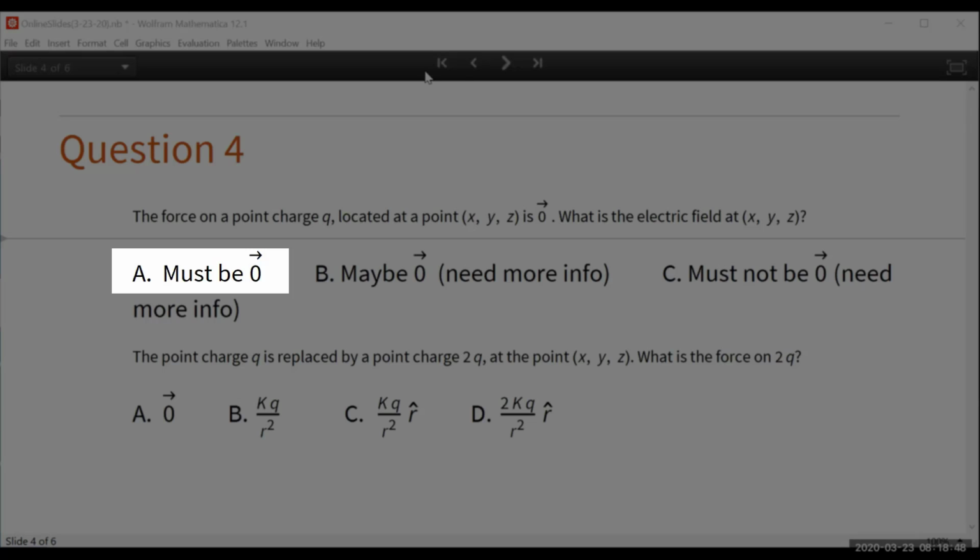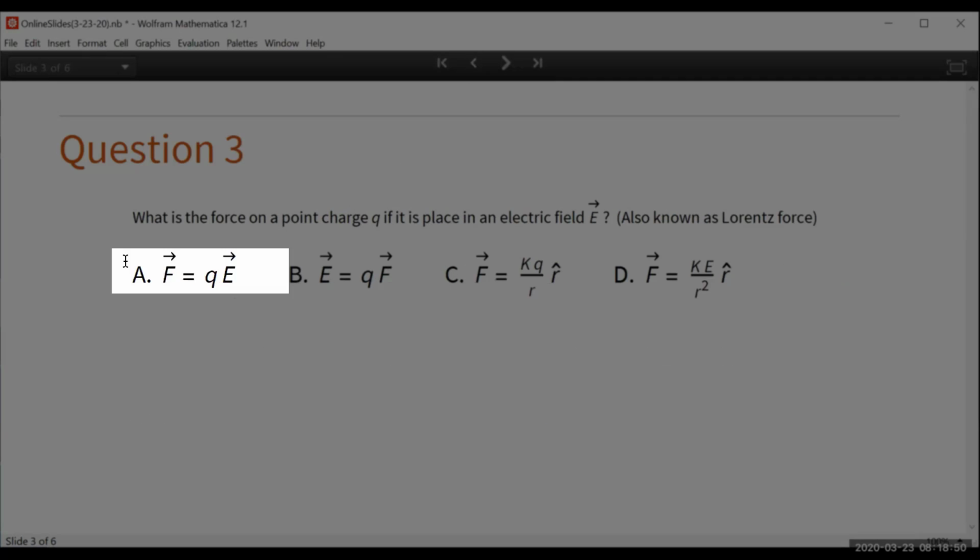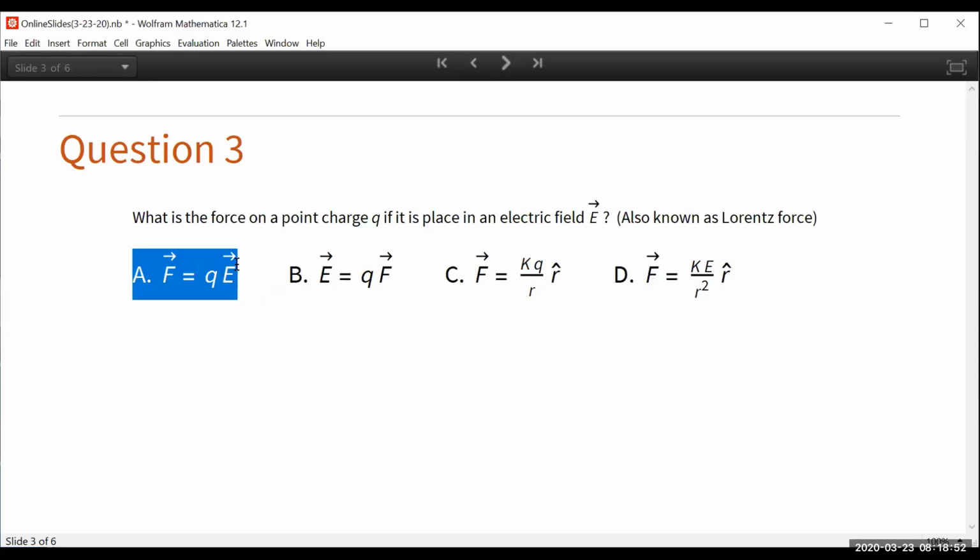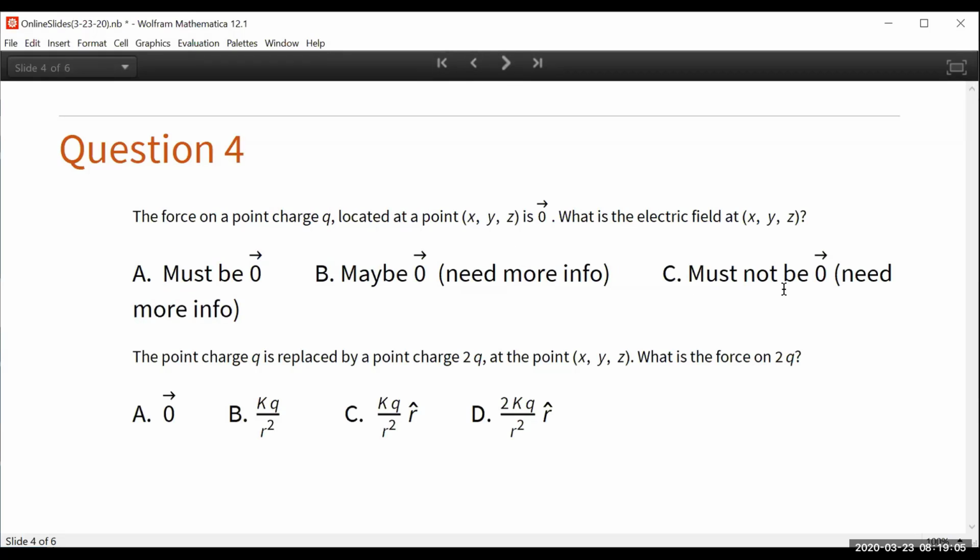And why is that? Well, let's go back quickly to our previous question. A was the correct answer, F equals Q times E, right? So if the force is 0 and the charge is just an arbitrary charge, it is not 0, well, the electric field better be 0. That's the only possible answer that we can get. So the electric field must be 0. A is the correct answer.